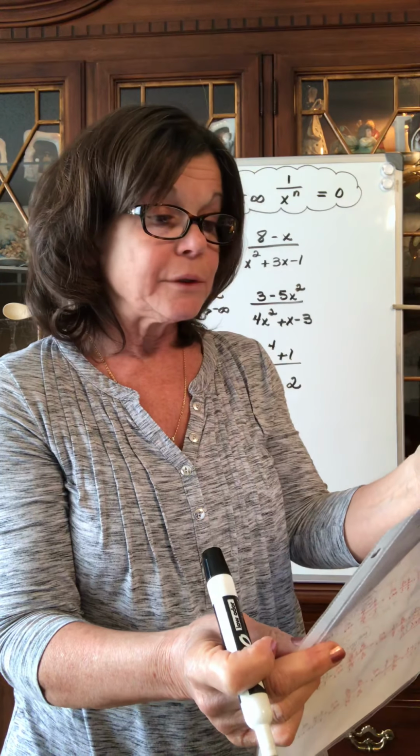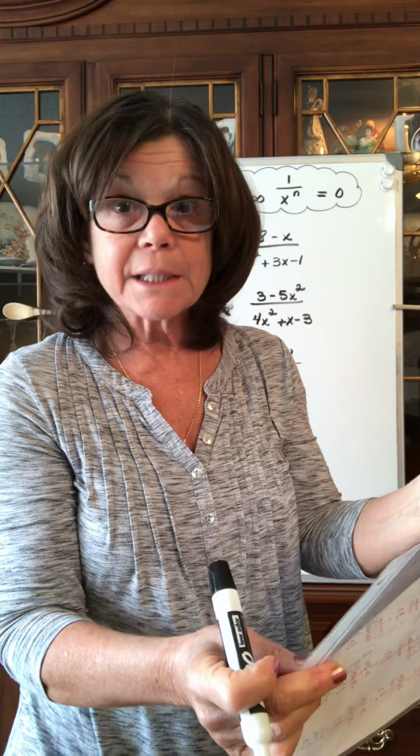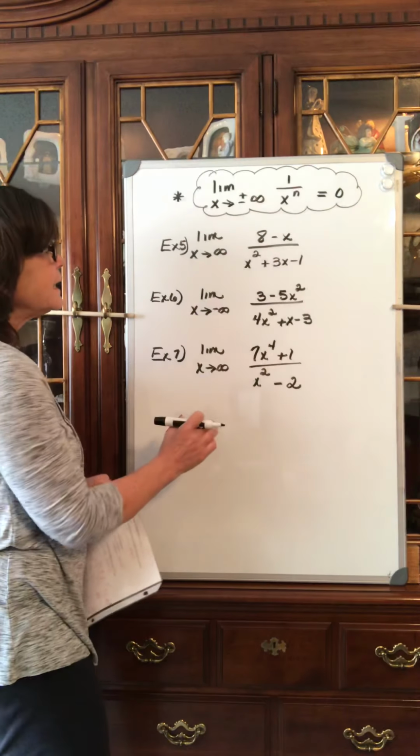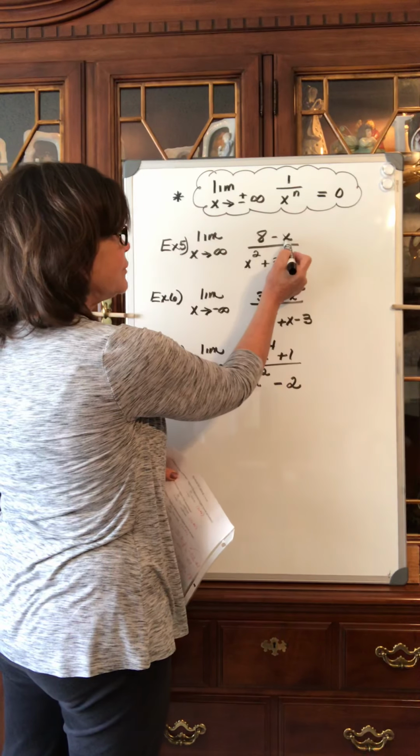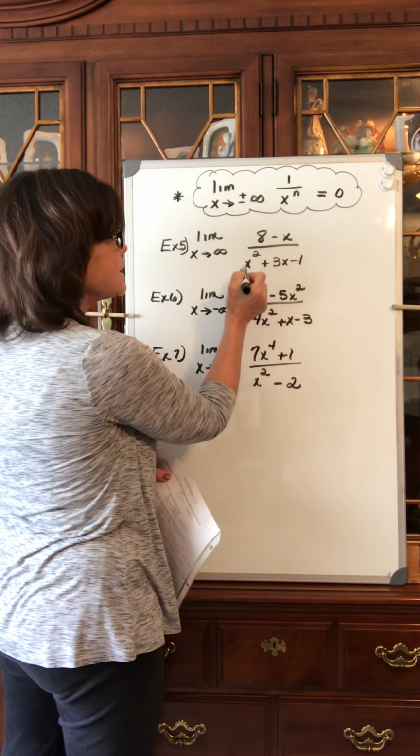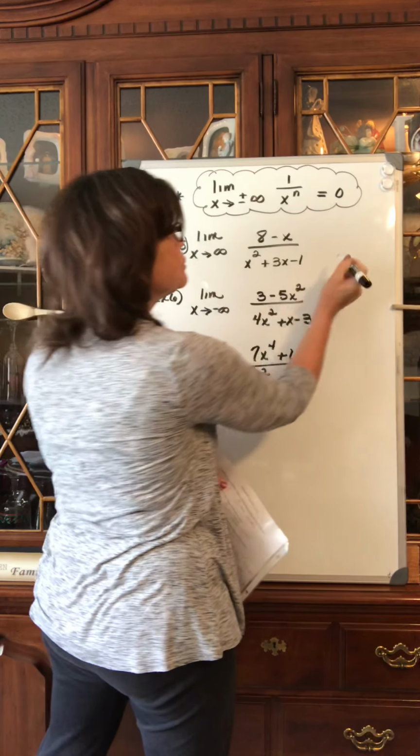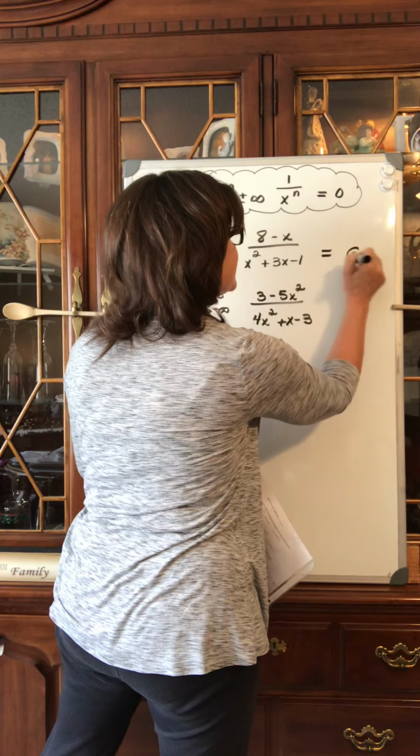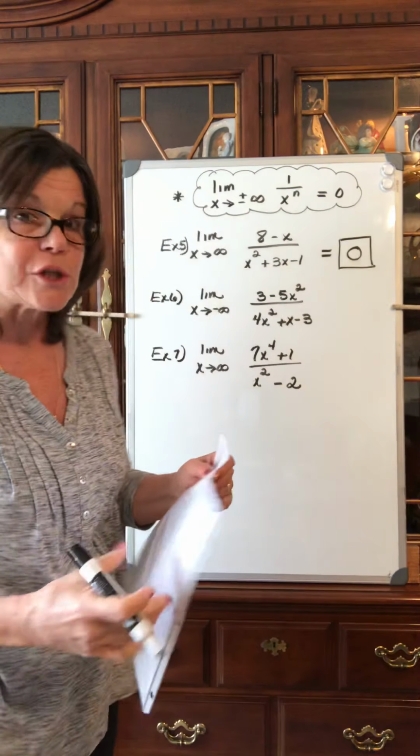Okay, the first one says if the degree of the numerator is smaller, less than the degree of the denominator, that means if the highest exponent is the bottom, the limit is 0. So let's look at these. Here is a situation where it's an x to the first in the numerator and x squared in the denominator. The higher exponent is in the denominator. When this occurs and you're finding the limit to infinity, it's always equal to 0. There would be a horizontal asymptote at y equals 0 on this function.